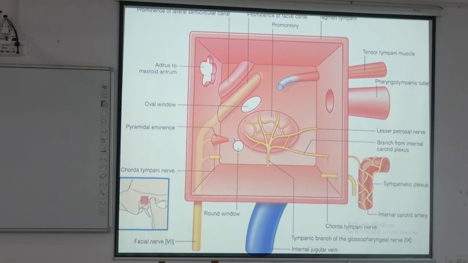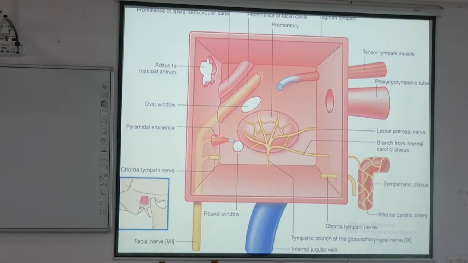Now, the posterior wall has a prominence over here. We call this prominence the pyramidal eminence. This pyramidal eminence is an attachment site of a small muscle. This small muscle is the stapedius. So the stapedius is attached to the posterior wall at the pyramidal eminence, and anchored to the neck of the stapes. And it is steadying the grip on the oval window.